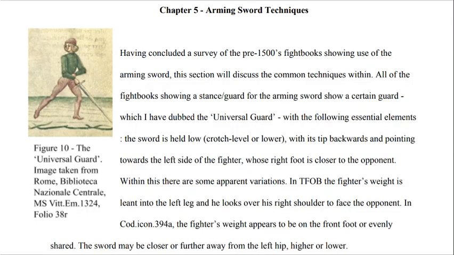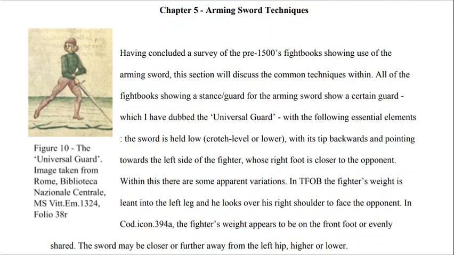And here is an example from my master's dissertation showing how you can use these references in making historical arguments. So TLDR, I looked at all of the fight books written from before the 1500s showing how to use a sword in one hand, and all of them show a guard or a stance which looks like the picture on the left hand side of the screen. And we'll look here for the purpose of the lecture at the citation I give for figure 10.